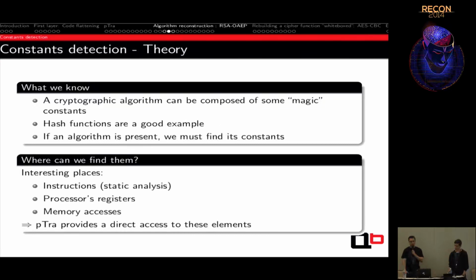So where can we find them? The interesting places can be in the instructions themselves. It's more like static analysis. It's like a move instruction with the constant in a register. But if the program is obfuscated and, for example, we search for the 4 constants, the program can make move 2 and add them. So we cannot find them in the instructions. So we have to search for it in processor registers, and also memory accesses. Again, Petra provides direct access to all these elements. So we just have to search for it.